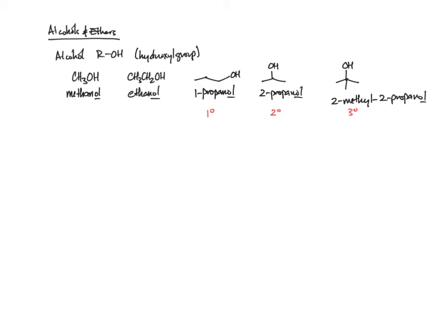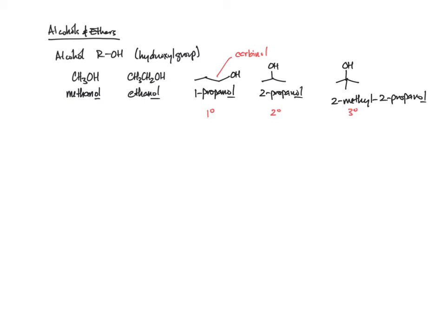And really, we can think of it 2 ways. If we're looking at the carbon that is bearing the hydroxyl group, that's called a carbinol carbon. So the carbinol carbon, if it has 1 carbon attached to it, that's primary. Carbinol carbon has 1, 2, that's secondary. Carbinol carbon 1, 2, 3, that's tertiary.